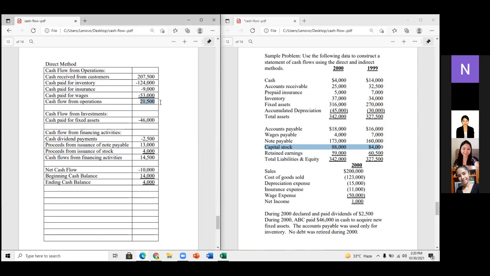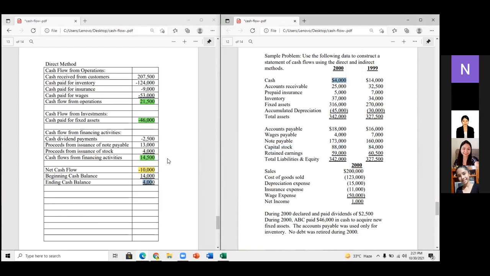And after nyan, itong total amount from operations, fixed investments, and financing, ipag-add natin sila. So, yan yung makukuha nating net cash flow. Ito na, yung total ng cash flow mismo. Tapos, after nyan, i-add natin yung beginning balance na 14,000. Tapos, ang makukuha natin diyang ending balance na, ito, yung 4,000 na given din dito sa problem.